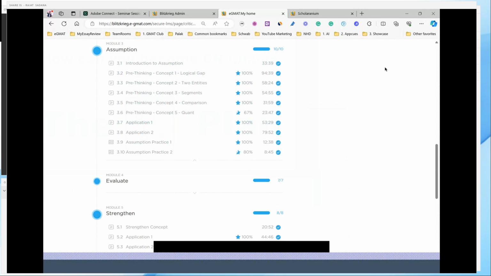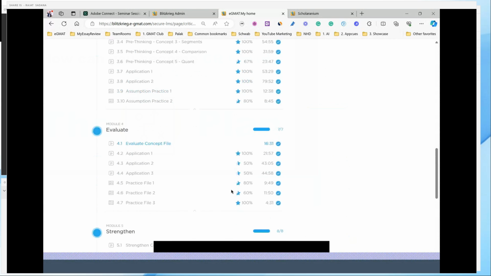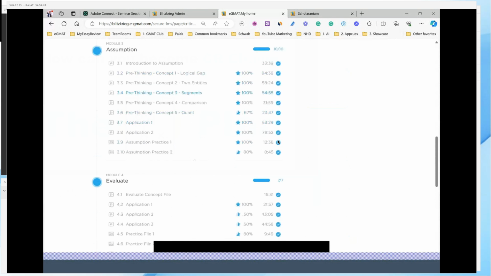So just in this assumption module, you have 10 learning activities. You have close to 45 to 50 arguments here. We do the same thing and evaluate. You can see there's one concept file. Why? Because once you go through this, you already know all the argument types.